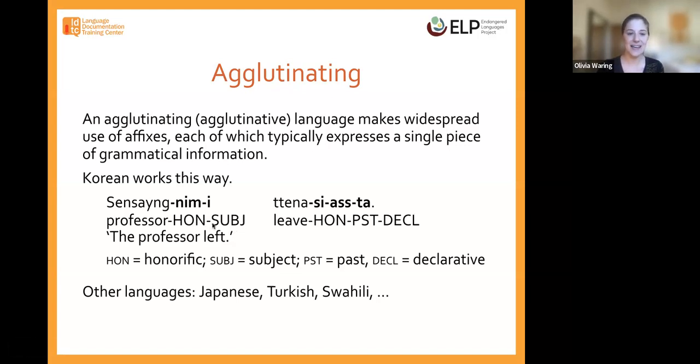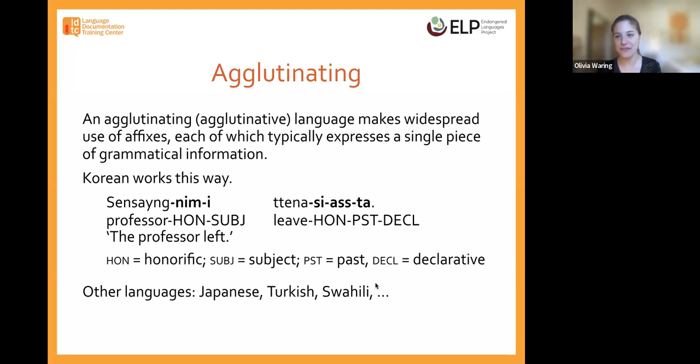So collectively, this tells us that the honorable professor, which is the subject of the sentence, and each morpheme corresponds to one piece of grammatical information. We can go to the verb now, where we find the root meaning leave. We find a morpheme, again, conveying honorific, a morpheme telling us that it's happening in the past tense, and a morpheme telling us this is declarative. This is a statement, not a question. So each morpheme assigns a different shade of meaning to the overall word.